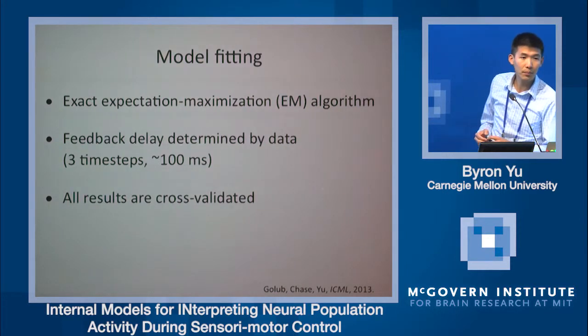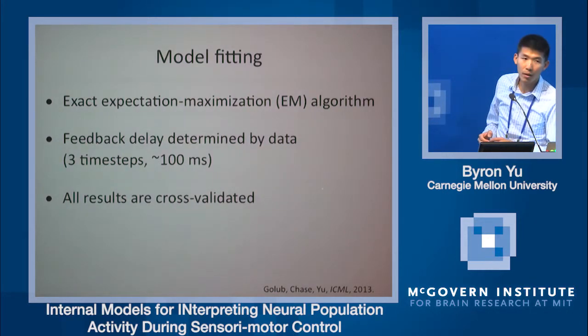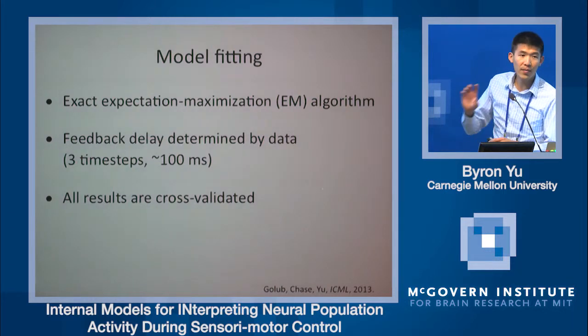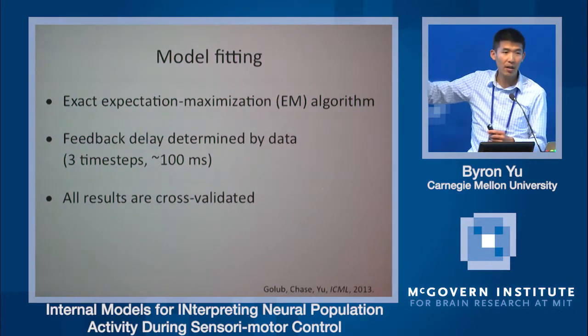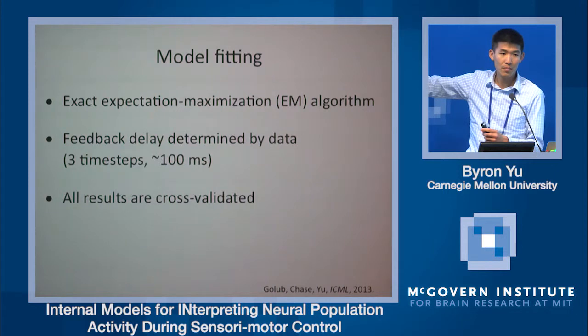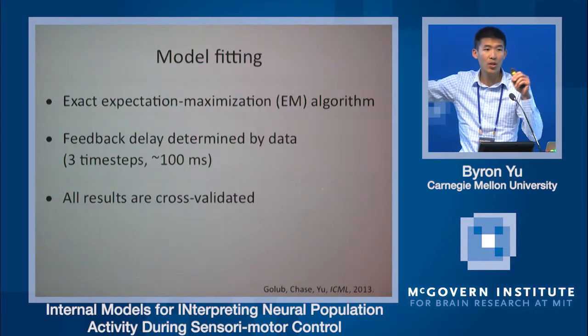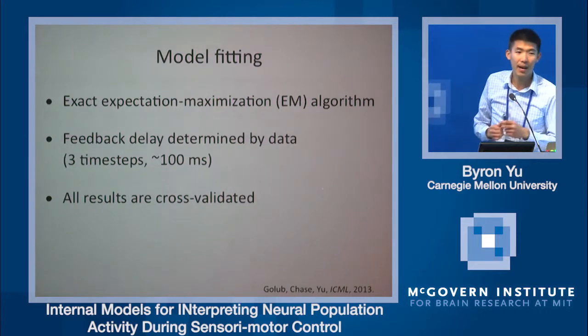But that always assumes that the target is moving at the same rate? The target is fixed. The target is shown at the beginning of the trial, and it's fixed. But you have to aim for a moving target. It's fixed. Only the cursor that the animal is controlling is moving.